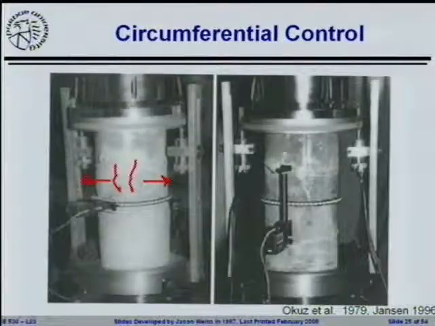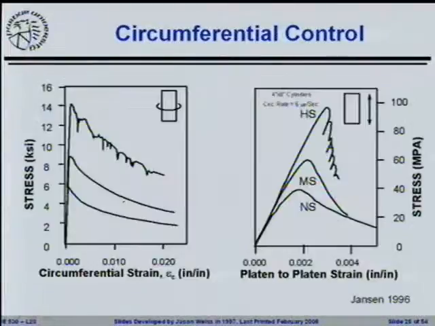So one of the techniques that people tried was putting a circumferential gauge around the cylinder. Can you control the rate at which the cylinder gets fatter during the test? Last class we saw that the center of the cylinder will bulk up. It'll get bigger and bigger and bigger during the test. Can you control that and get better information? Here's some data that comes from that.